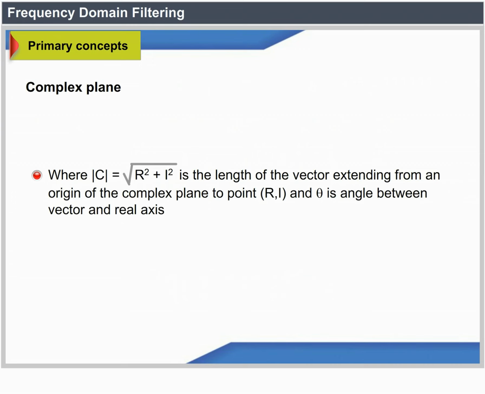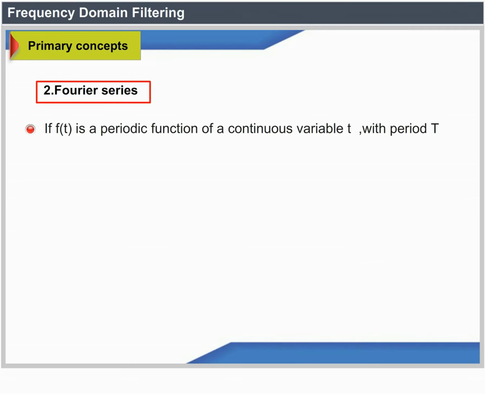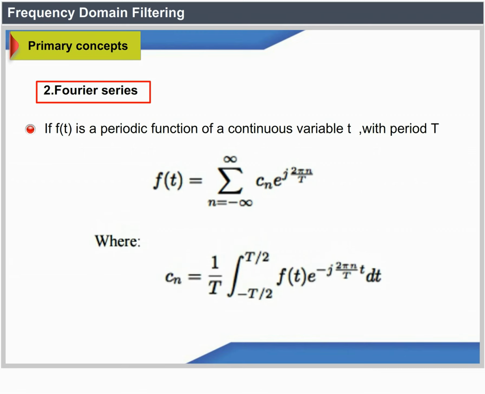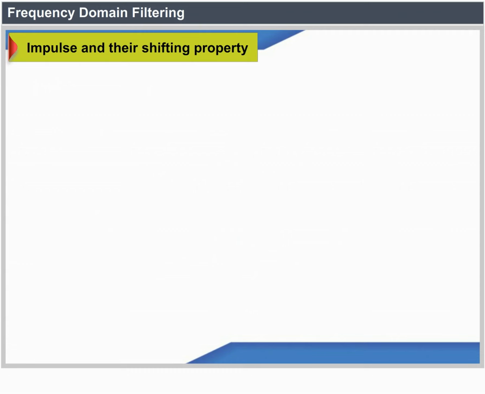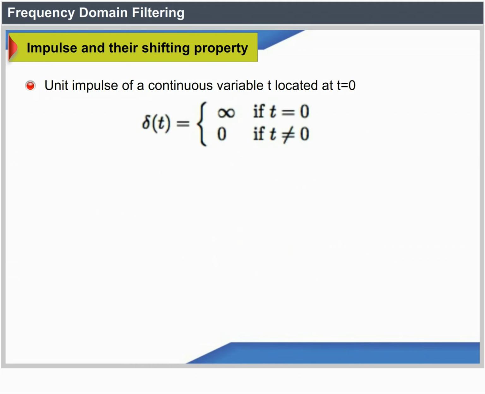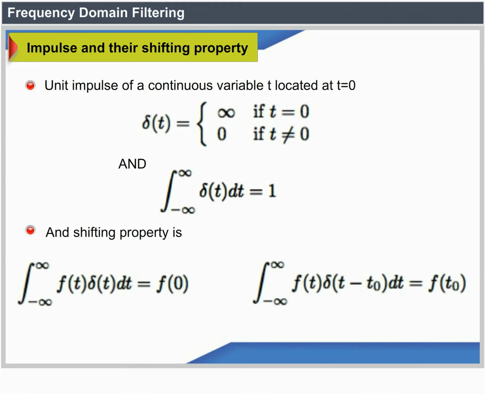Impulse and their shifting property. Unit impulse of a continuous variable t located at t equals 0 will be as per the equation shown on the screen. Unit discrete impulse located at x equals 0 will be as shown on screen. A unit discrete impulse located at x equals x0, variable x is discrete, and delta is 0 everywhere except at x equals x0. The shifting property will be as shown on the screen.